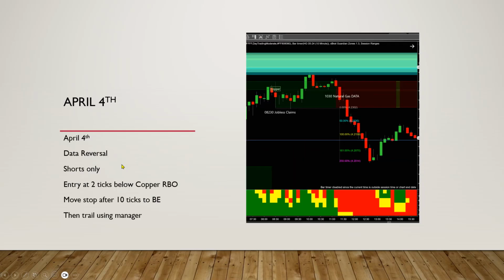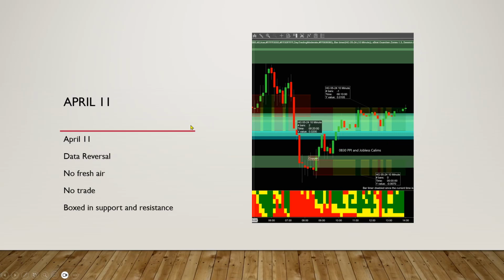So April the 4th, data reversal, again natural gas this time, really good. We've got jobless claims and natural gas. With the jobless claims, we've not got any fresh air. It doesn't take that long because we're going into that resistance. Natural gas then pushes us down. We break out through the bottom of that range, and a really good trade. So the entry is 2 ticks below the copper opening range here, which is perfect. We're coming up to test resistance. We get natural gas and it pushes it down, and we get a really great move there and trail with the manager.